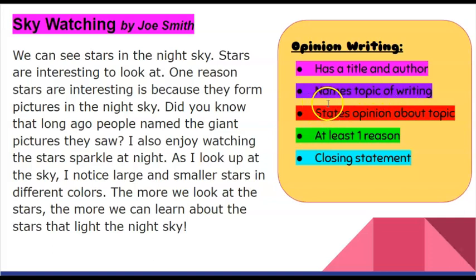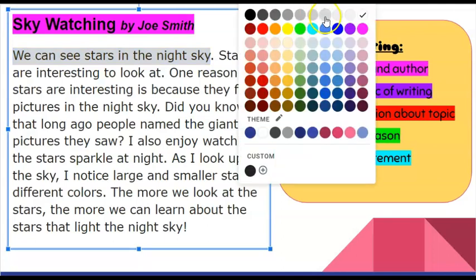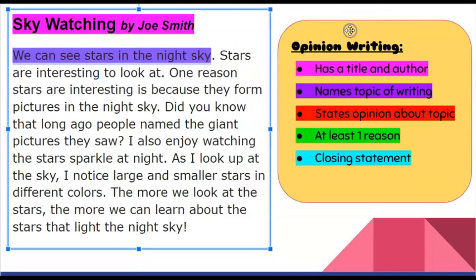Okay, the next component I'm looking for says it names the topic of writing. Let's read the first sentence and you tell me, does the author introduce what we're going to talk about? We can see stars in the night sky. What's the topic of our writing? Stars. He introduced our topic in his first sentence. Did he say "my topic is"? No, but we still know that we're talking about stars in the night sky.